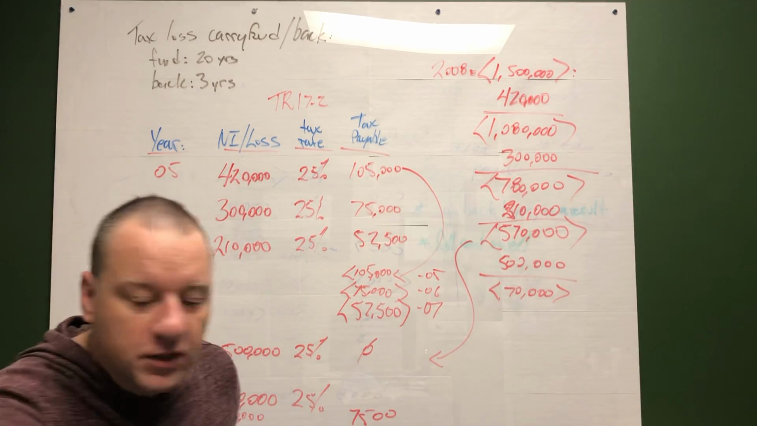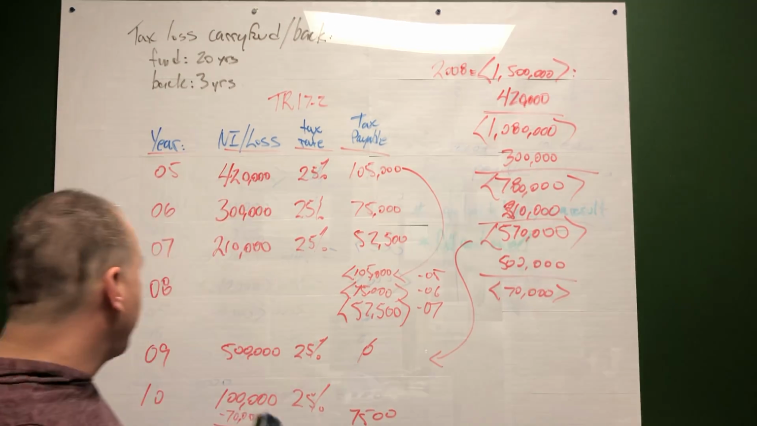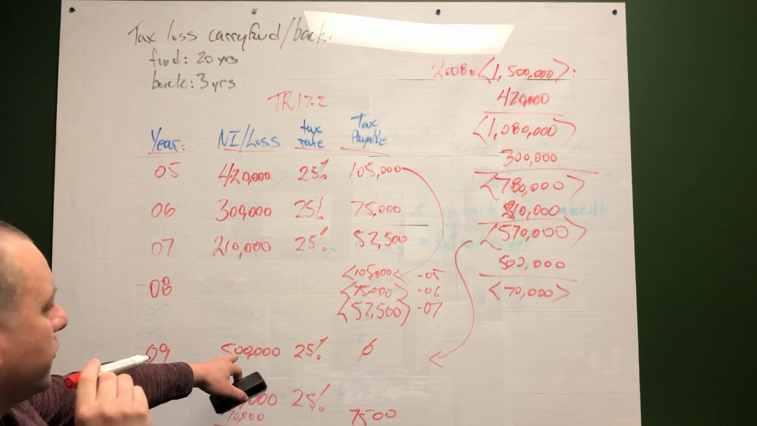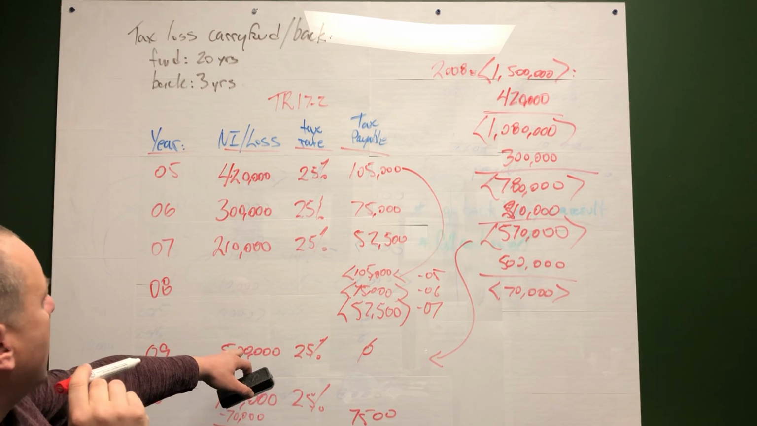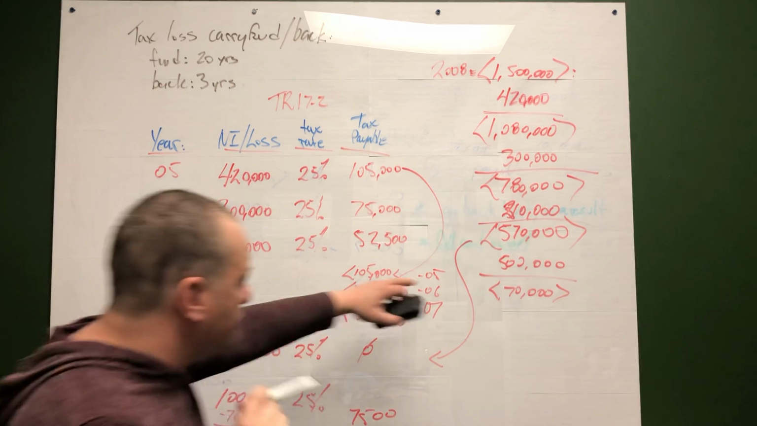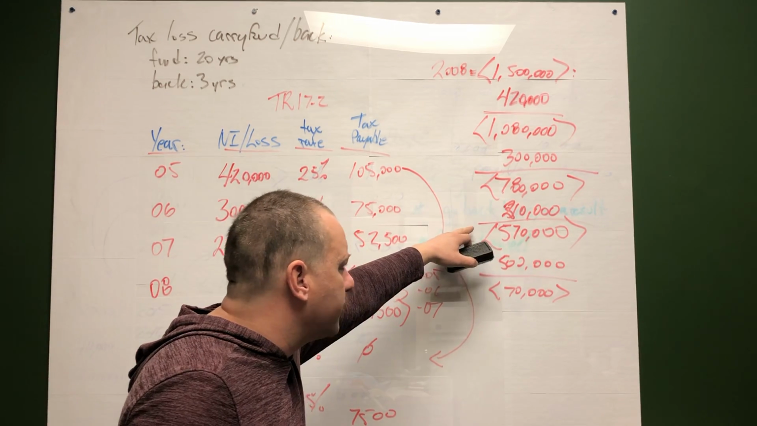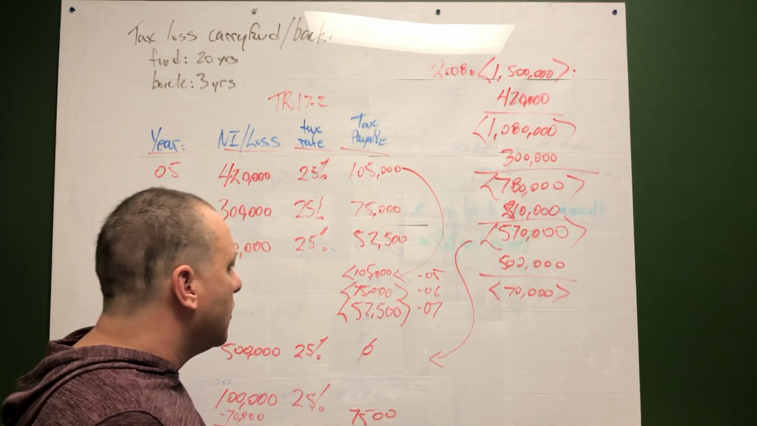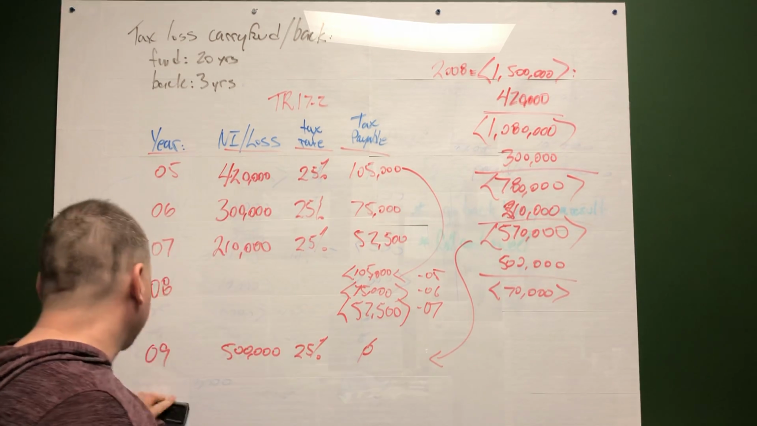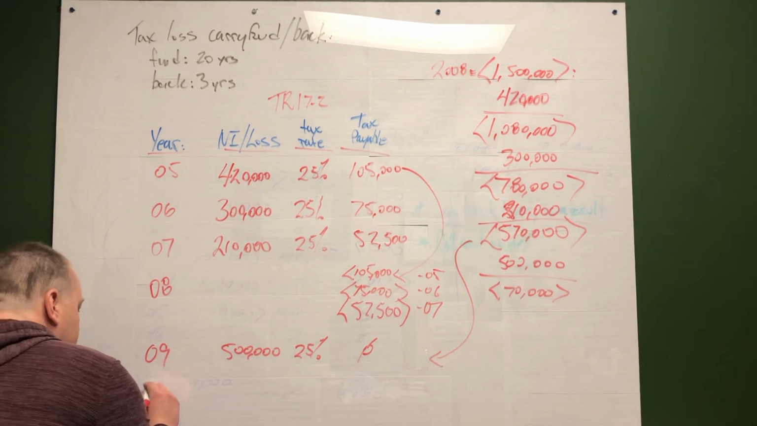Okay. Let's change the scenario so that at the end of 09, we had $500,000 of net income. We sheltered that net income with our loss carry forward of $7,570. So what's left? $70,000 of tax loss carry forwards. Okay. So let's change this scenario.